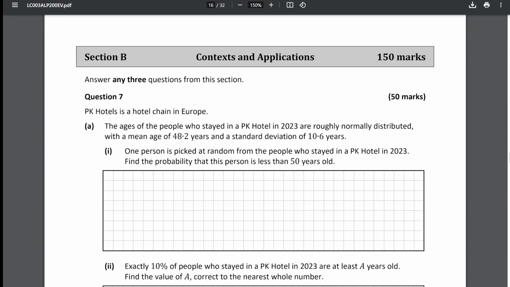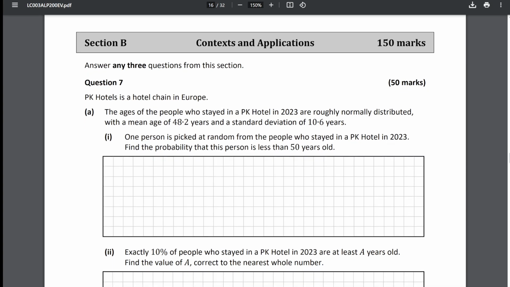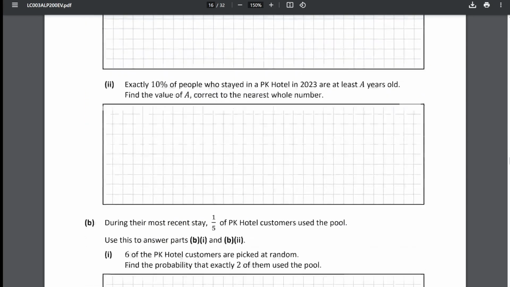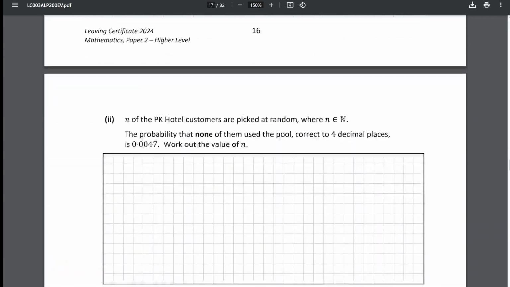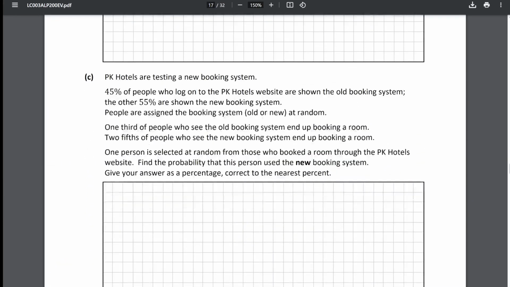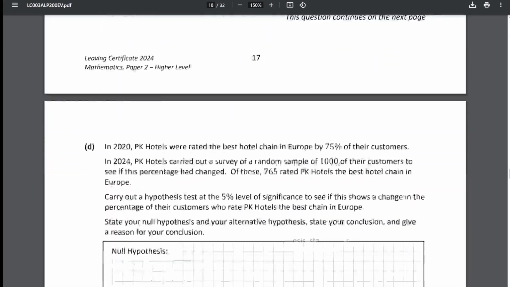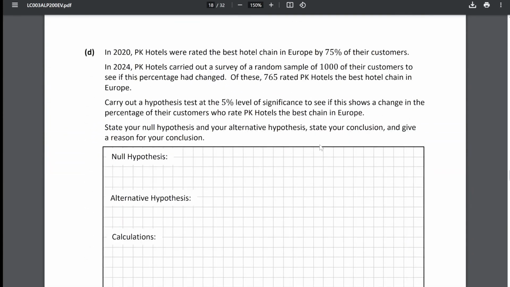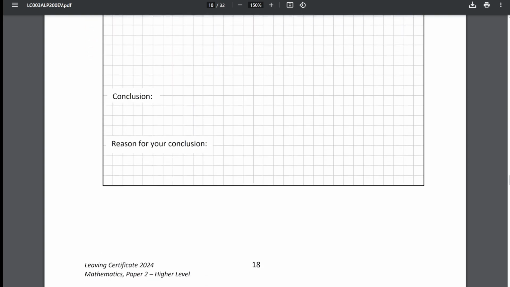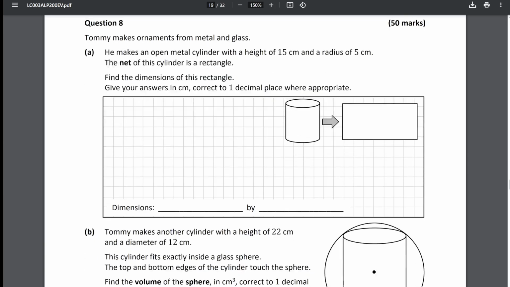Now, question seven, start of the long questions. The inferential stats question did have a few weird curveballs in it, especially this part C. I've seen a bunch of different answers for this, so I'll just wait for the marking scheme to come up. And then part D was a standard hypothesis test. So overall, a fairly okay question. Question eight was mostly area and volume.